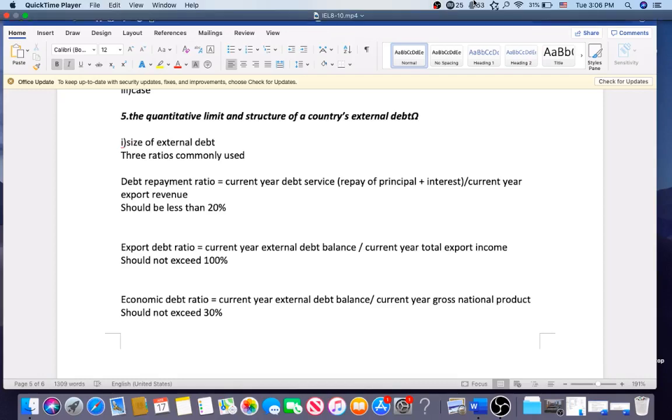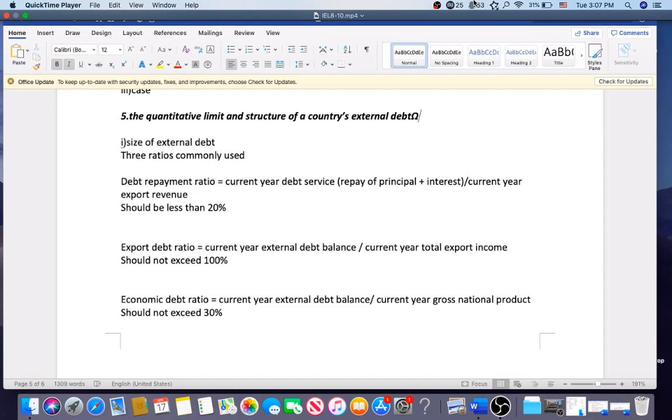Next, we will talk about a country's external debt: the quantity, limit, and structure of a country's external debt. Usually we should consider it from all of these perspectives.